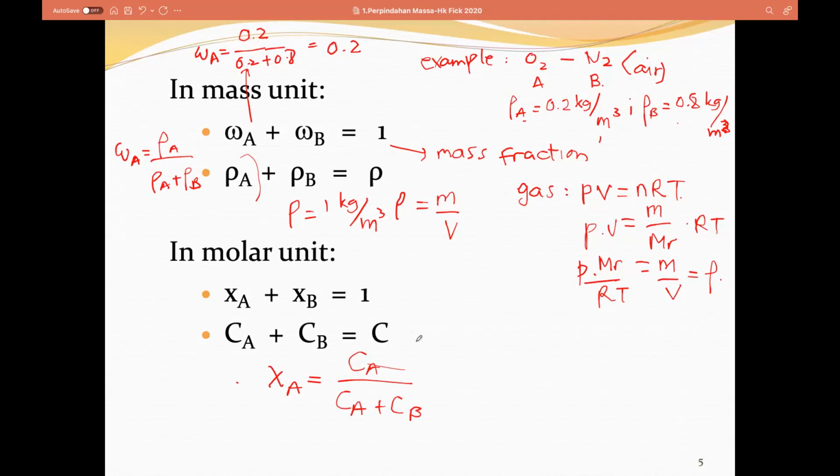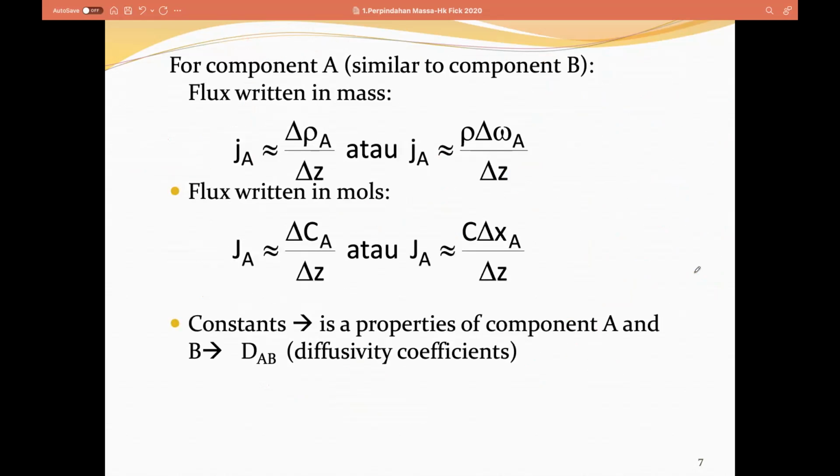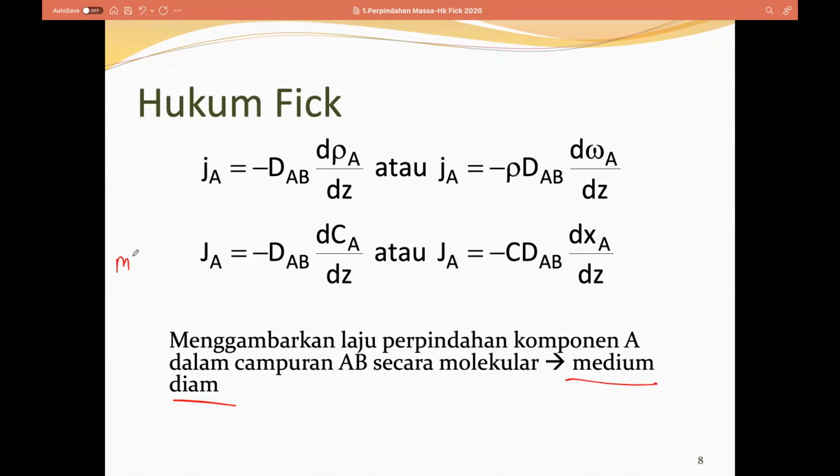If you want to convert to the molar unit, it should be n over V, the number of moles divided by the volume, for example for the gas. While rho would be P multiplied by the molecular weight divided by RT. So if you use the molar basis, you use concentration. If you use a mass basis, you use density. Which one do we use? We often use the molar one.